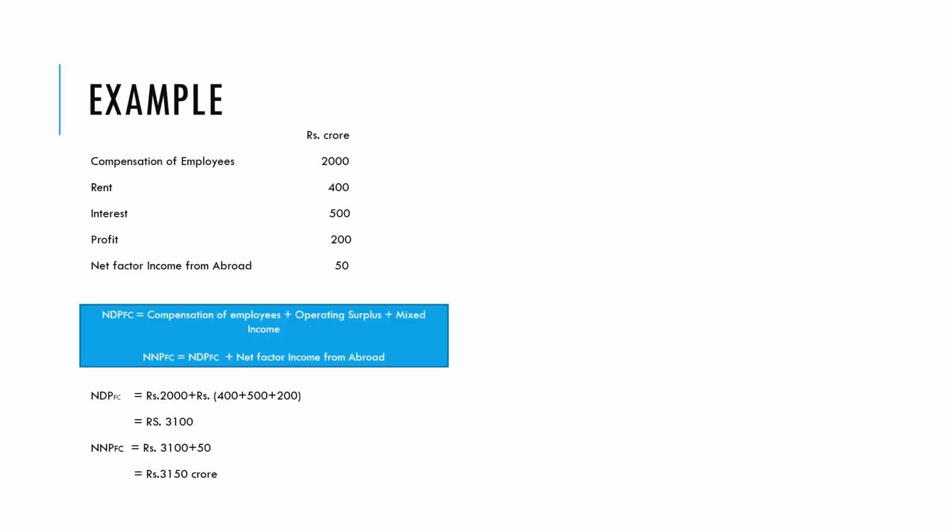Let's look at the example. Here you are given compensation of employees, rent, interest, profit, and net factor income from abroad. We will first calculate the net domestic product at factor cost by adding up compensation of employees, operating surplus, and mixed income. Since the question doesn't give any mixed income component, we are just going to add up the operating surplus and the compensation of employees, which is 2000 plus 400 plus 500 plus 200, and we get the total of NDP at factor cost at rupees 3100 crore. To this, we are going to add the net factor income from abroad of rupees 50 crore, and we will get the national income as rupees 3150 crore.